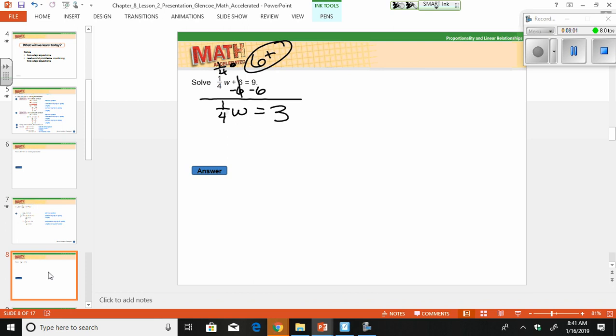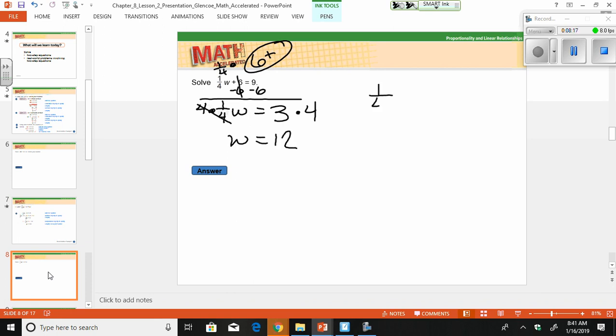Since I'm multiplying by 1/4, to get rid of that fraction, I multiply by the reciprocal, 4 over 1, which is just 4. If I do it to one side of the equal sign, I have to do it to the other. And I'm left with w equals 12.